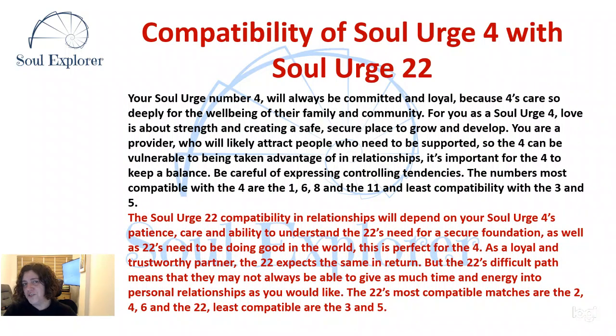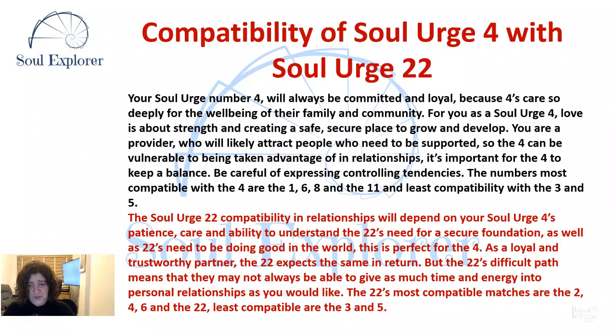Now, the 4 and the 22, these two are very compatible numbers. Very, very. The 2 and the 2 adds up to a 4. So the 22 is really a higher vibration of the 4. The 22 is compatible in relationships depends on the 4's patience and care and ability to understand the 22's need for a secure foundation. Well, the 4, that's what they want, a secure foundation. So they both want the same things. The 22 and the 4, most definitely, like the 4 and the 4, both want the same things. They both want that secure foundation, which is the first tick.